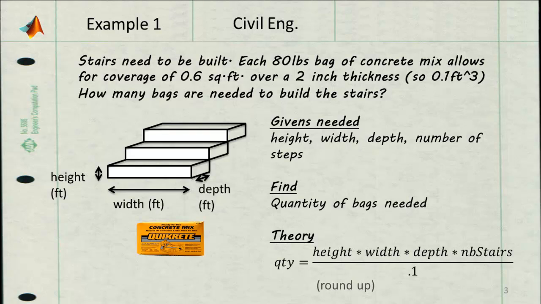As far as the theory, again, it's just a simple equation. Height times width times depth will give us the volume of one step, times the number of steps. Then we divide by 0.1 because that's how many feet cubed one bag can handle. Since we're dividing by a decimal, again, chances are we're going to end up with decimals. So we will need to round up.